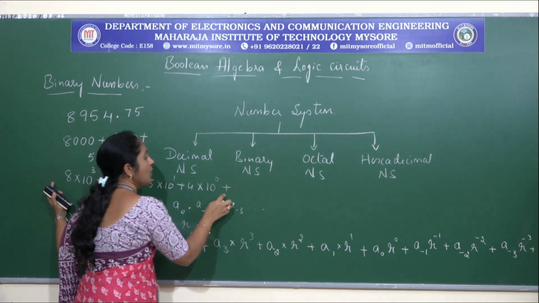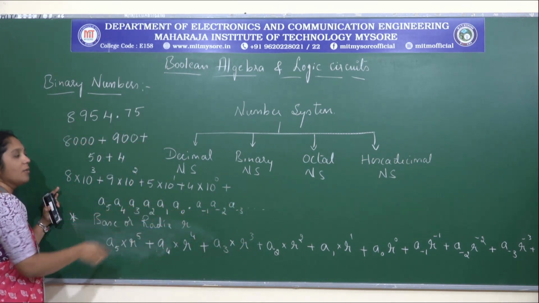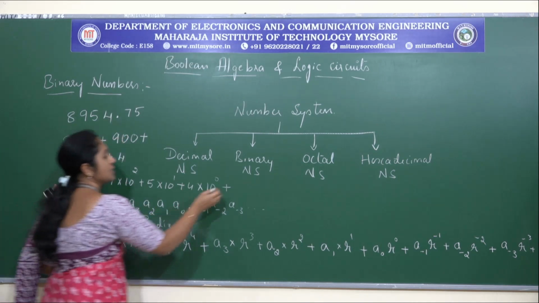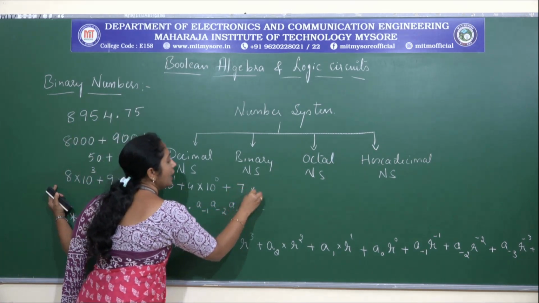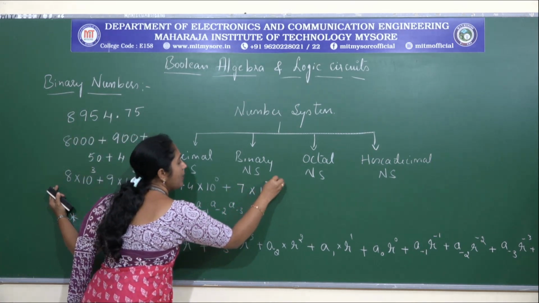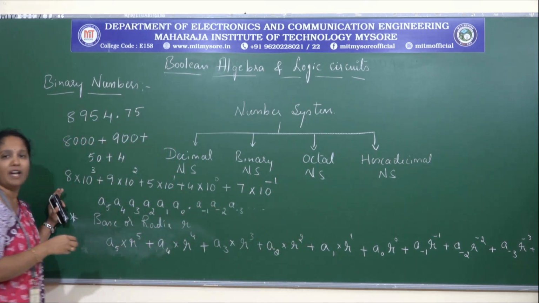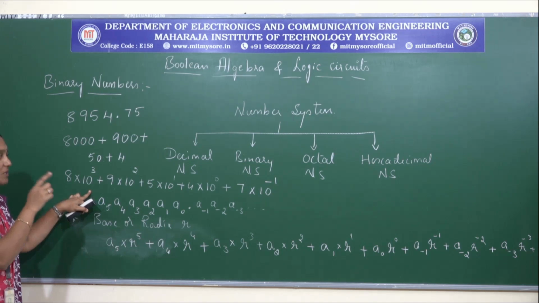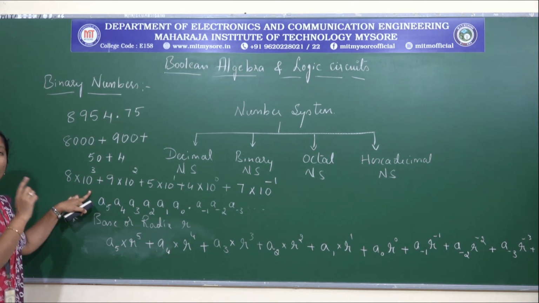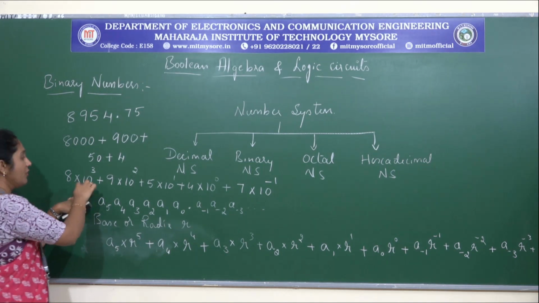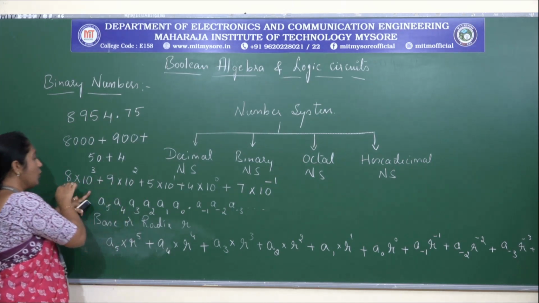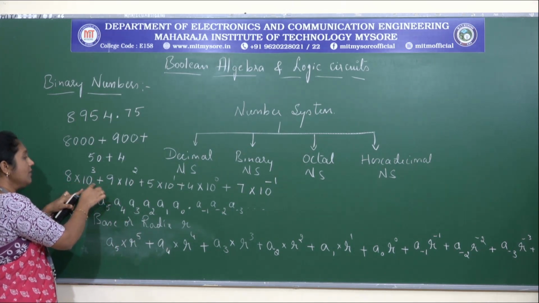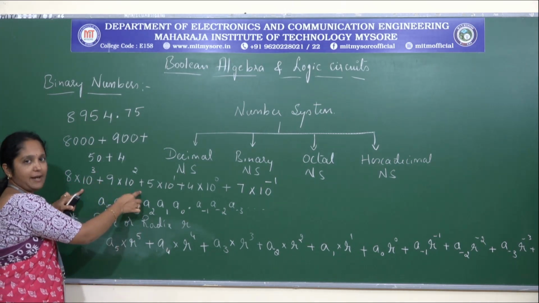How will it be continued? Plus, you can observe that, plus, we need to write the next coefficient a minus 1 into 10 power minus 1. So r power minus 1 we have written. Here, since the base is 10 for the decimal number system, the radix or base is 10. Therefore, we need to multiply the coefficients by the weighted powers of the radix.